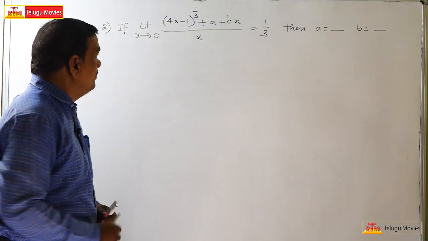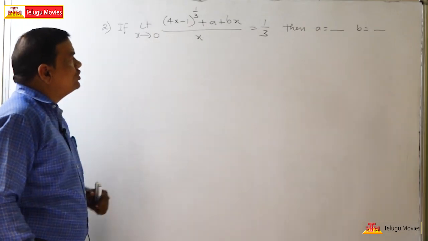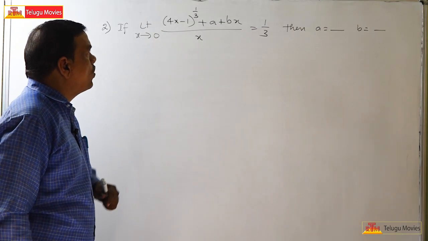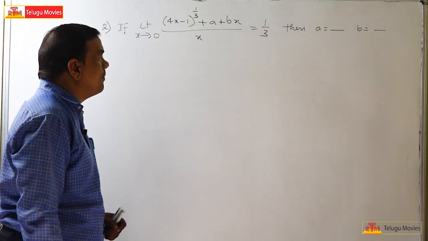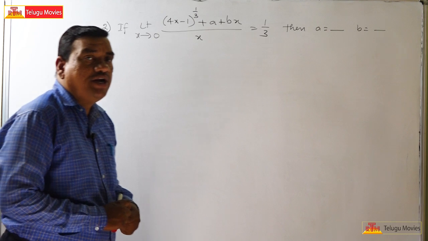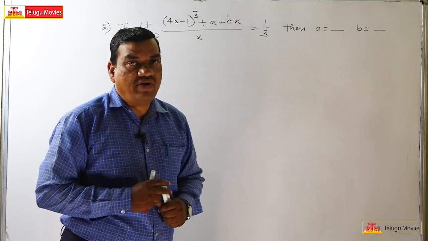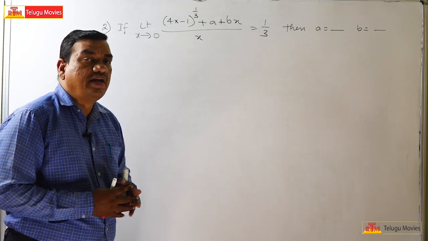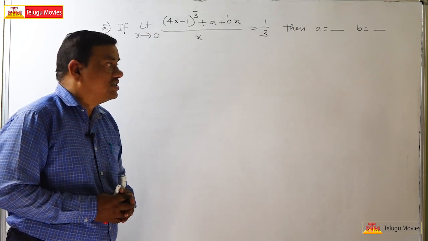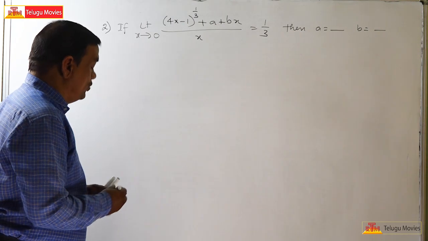Welcome to this problem. If limit x tends to 0, (4x minus 1) whole power 1 by 3 plus a plus bx upon x is equal to 1 upon 3, then we need to find out the a value and b value. This type of problem will be asked in competitive examinations. Let us see how to do this.